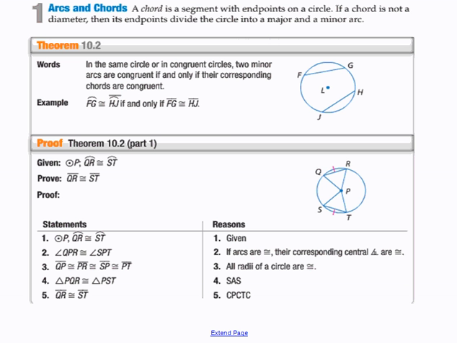Well, hi everybody. Today is day 2 of chapter 10, and we are working on arcs and chords, measuring them and figuring out lengths and so forth. So, let's take a look.